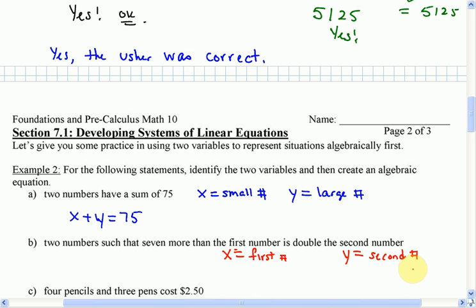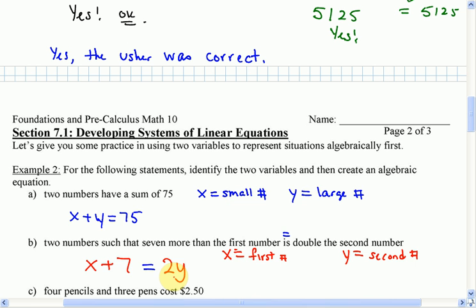So it says 7 more than the first number is double the second. What's 7 more? Plus 7. Okay, so I'm taking the first number and I'm going to do what to it? Plus 7. Good. By the way, the word is in math represents what sign? Equal. Is just another simple way of saying equal sign. So equal to, that's right. Double means twice, 2 times y, 2y. Done.